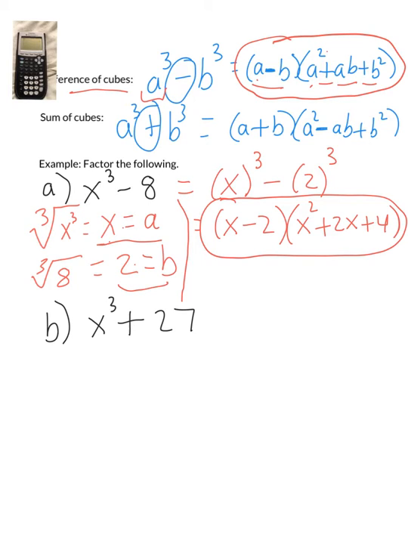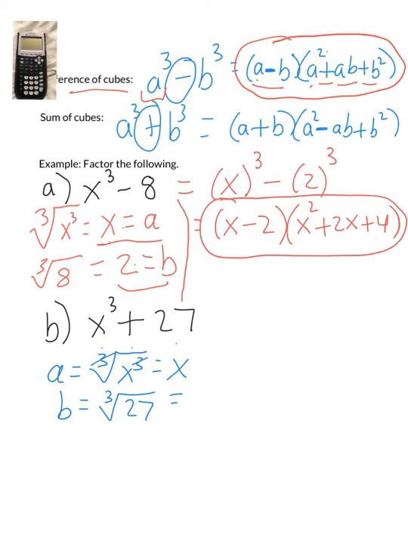Let's try another one. Looking at part B, again we're going to factor x cubed plus 27. So yet again I have two terms and they're both perfect cubes. I have x literally to the third power. 27 is a perfect cube as well. So a is always going to be the cube root of the first term, which is x cubed. The cube root of x cubed, the 3's cancel each other out and you're left with x, so a equals x again. B equals the cube root of the last term, which was 27.